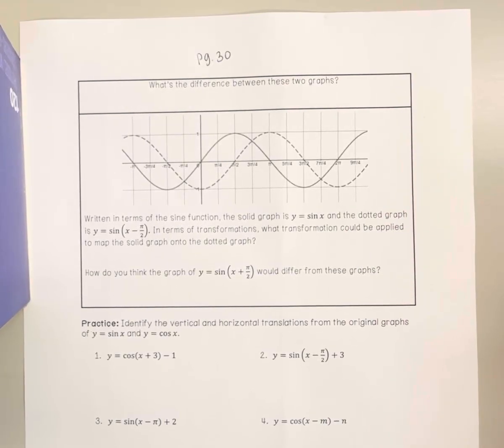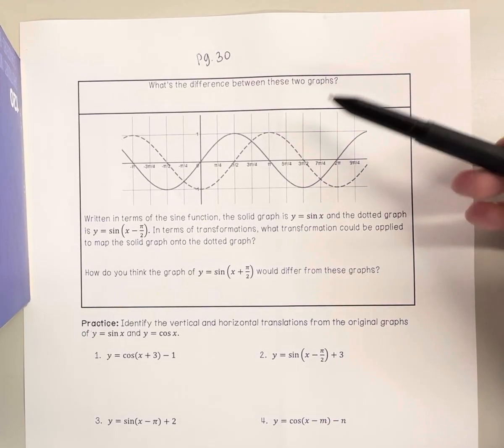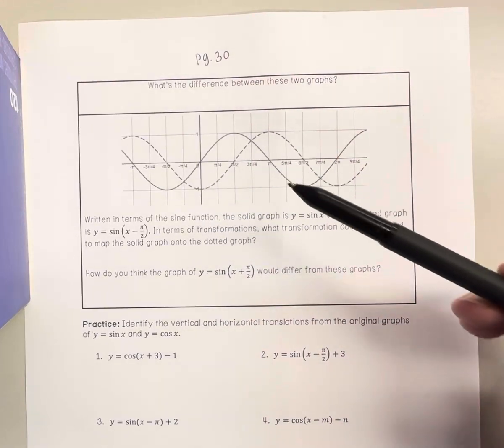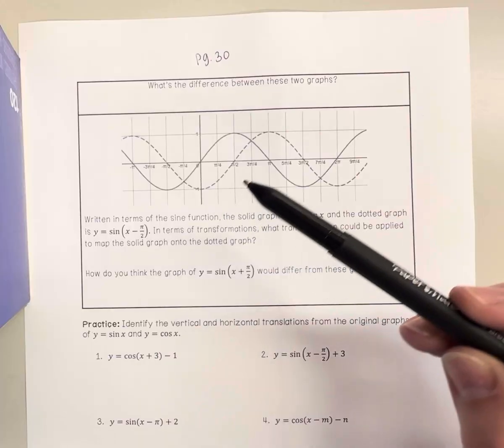Hi everyone, this video goes over page 30 in the Unit 8A packet. So the top of page 30 says, what's the difference between these two graphs? So we've got this solid graph and then this dotted graph.